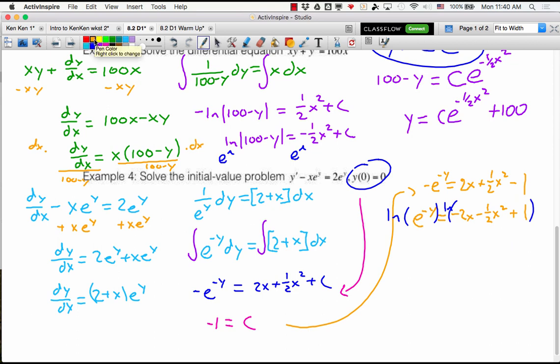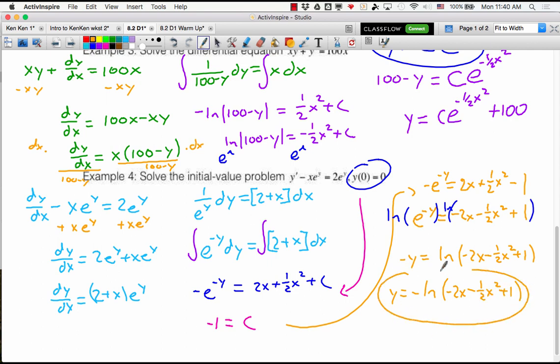So this is what we're going to do. We get negative y equals natural log of negative 2x minus 1/2 x squared plus 1. And then the last step would just be to divide by negative 1. So we get y equals negative natural log of negative 2x minus 1/2 x squared plus 1. Done. This is our solution. This is a particular solution to this differential equation that goes through this point, 0, 0.